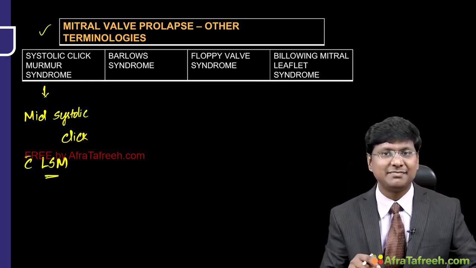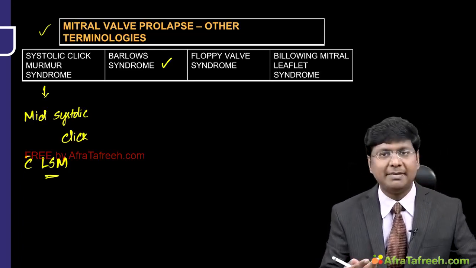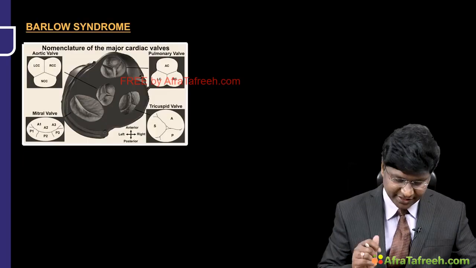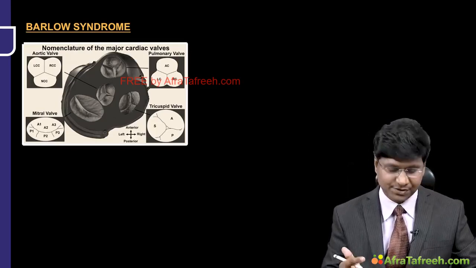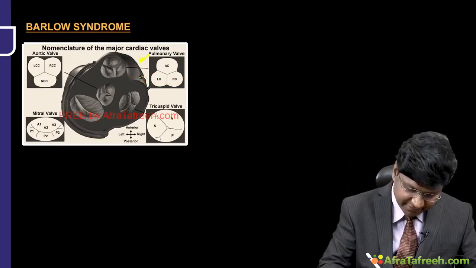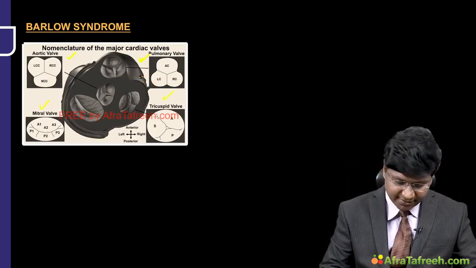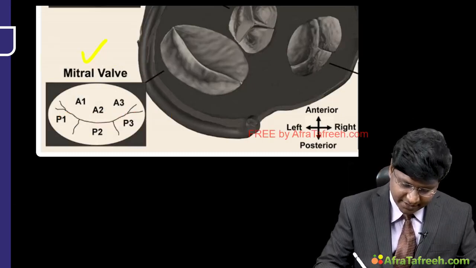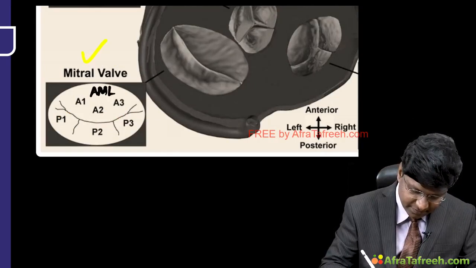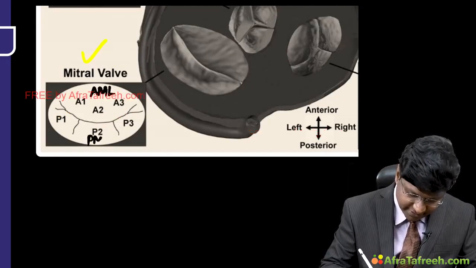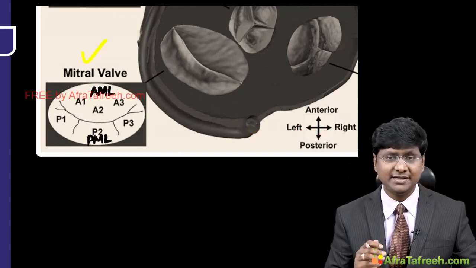Another name for this mitral valve prolapse is Barlow's syndrome. Now, why is it called Barlow's syndrome? Let me try to explain to you with an image. This is the image of all the valves: the pulmonary valve, aortic valve, then the mitral valve, and then the tricuspid valve. Out of which you take the mitral valve. Within the mitral valve you have an anterior mitral leaflet and the posterior mitral leaflet, AML and PML. These are the two important leaflets.